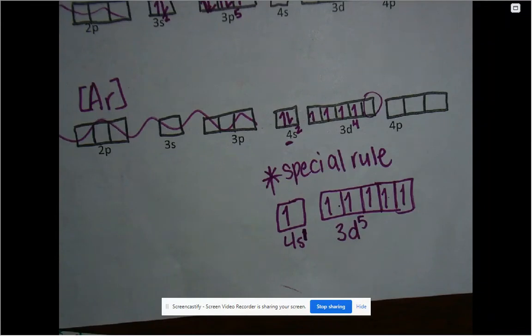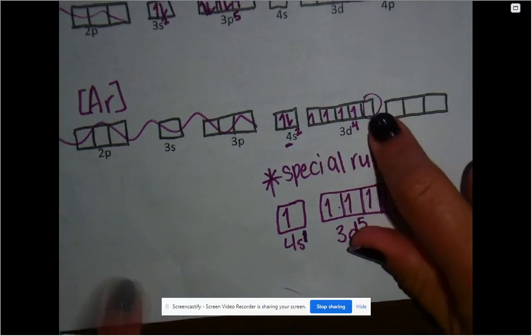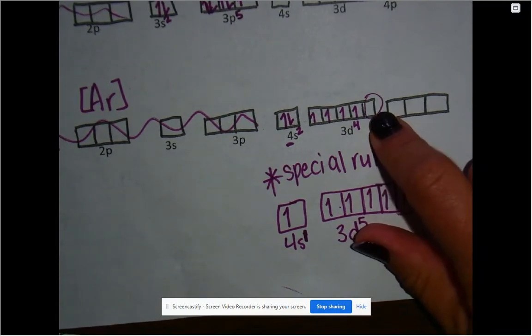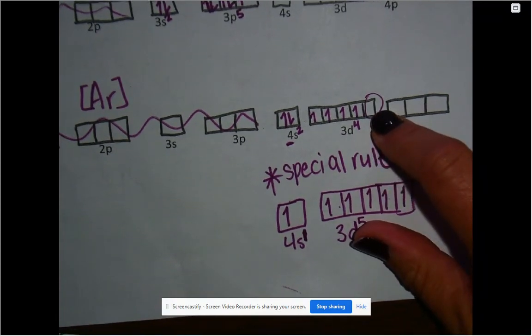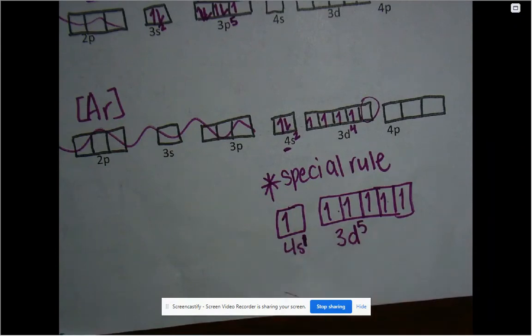And then when we're dealing with copper, it's the same thing. These are almost full, except one of them has 1. It's going to steal it from the outermost one. Okay? So I just wanted you guys to have that written down. But like I said, I'm not going to test you over that.